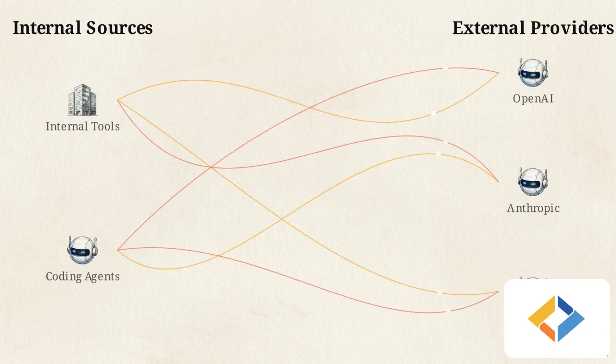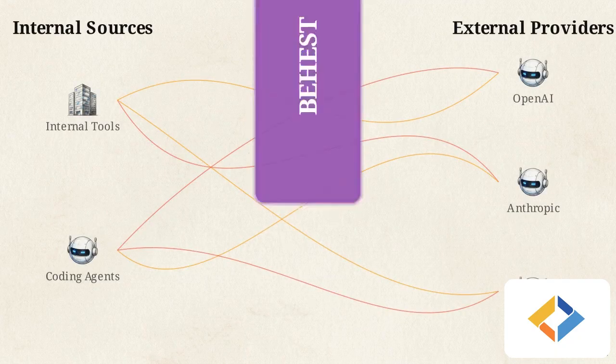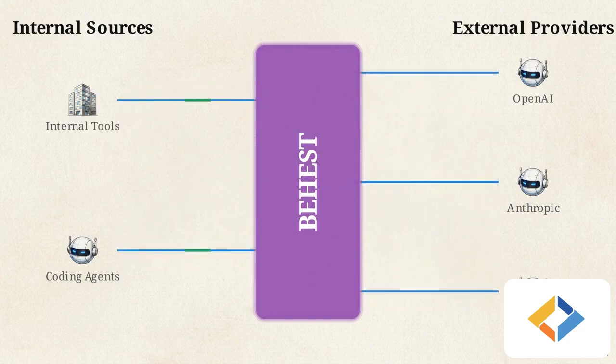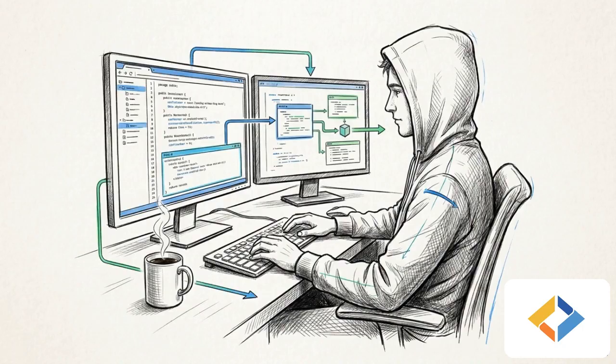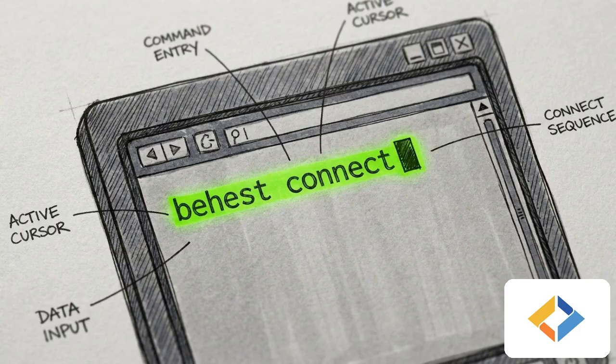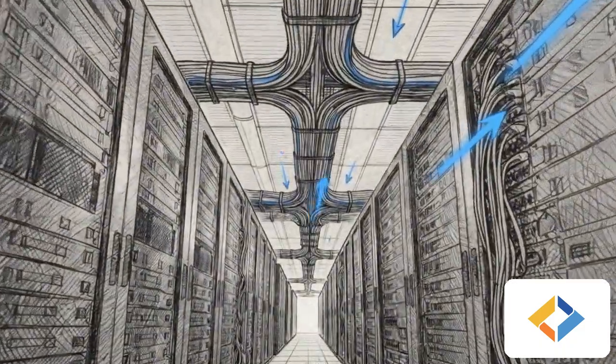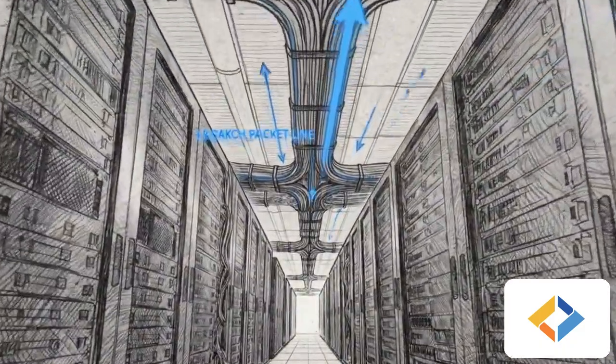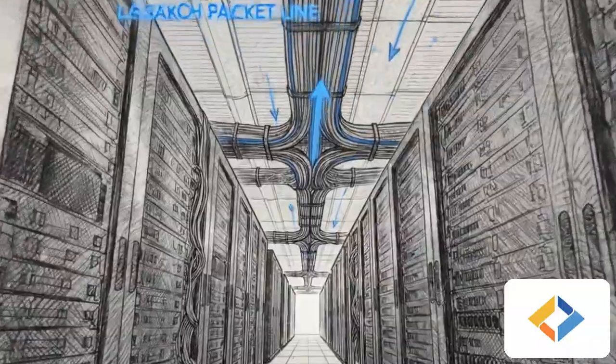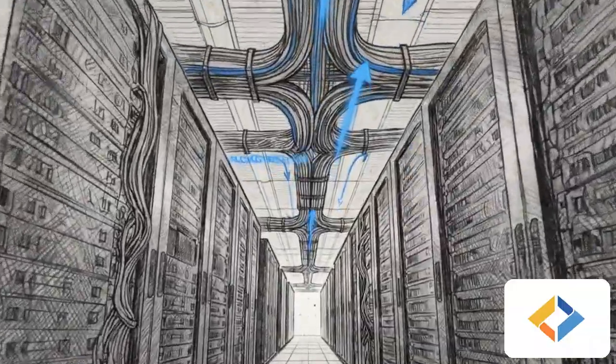Behest fixes this architecture by placing an operating layer directly between a company's internal tools and the external AI providers they rely on. Developers do not have to rebuild their applications or learn new frameworks. They use a simple command line launcher to point their existing API calls to this new front door. By intercepting the traffic, Behest takes a tangled web of invisible requests and organizes it into measurable infrastructure.